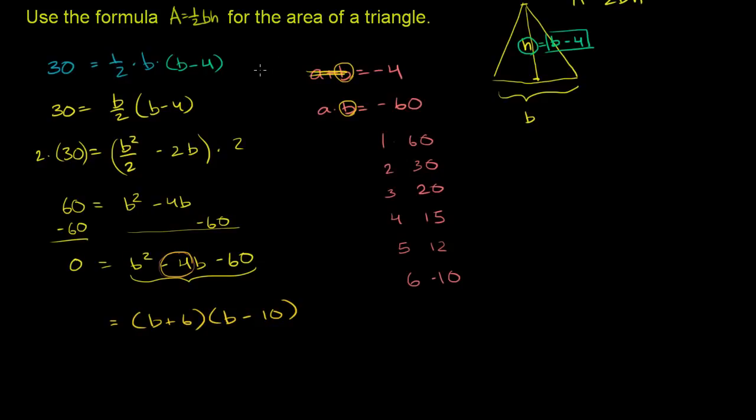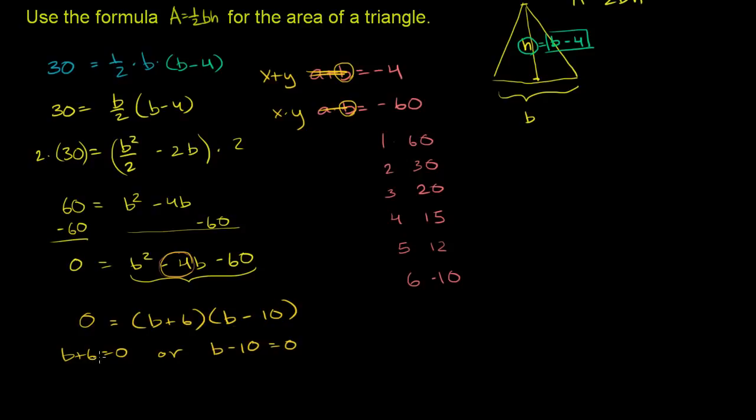So we could write x plus y is equal to -4, and x times y is equal to -60. So we have b plus 6 times b plus y. X is 6, y is -10. And that is equal to 0. Well, let's just solve this right here, and then we'll go back and show you that you could also factor this by grouping. But just from this, we know that either b plus 6 is equal to 0, or b minus 10 is equal to 0.